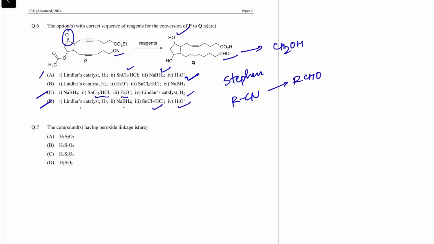Similarly, we cannot use option B as well because the reaction with SnCl2/HCl is followed by Lindlar's catalyst, which is followed by NaBH4. So this sequence of reagents cannot be used. NaBH4 has to be used before SnCl2/HCl.